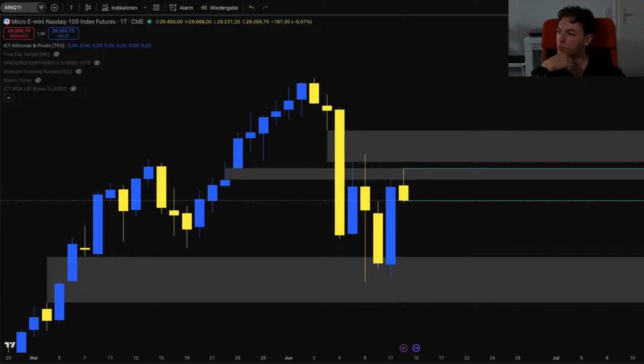So Nasdaq's moving lower, S&P 500's moving lower, Dow's moving lower. Okay, so the market is in sync right now. That's good.